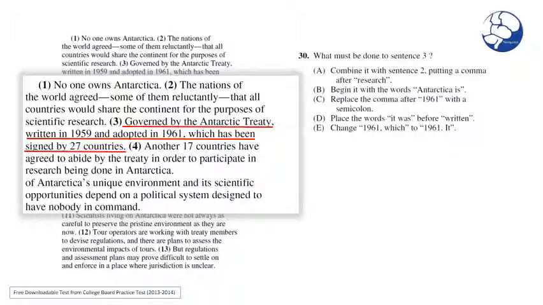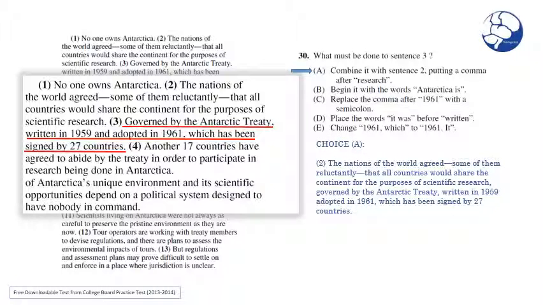In A, it is suggested that we combine it with sentence 2, putting a comma after research. Well, if we followed this suggestion, the sentence would read, the nations of the world agreed, some of them reluctantly, that all countries would share the continent for the purposes of scientific research, governed by the Antarctic Treaty, written in 1959, adopted in 1961, which has been signed by 27 countries.